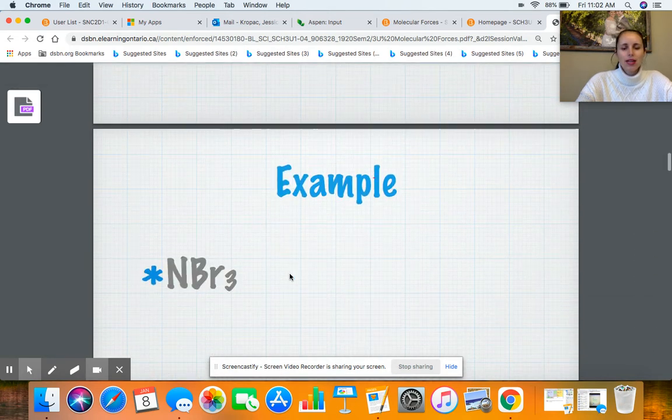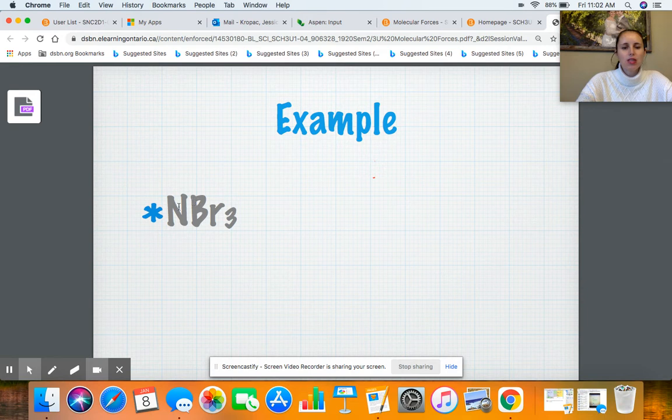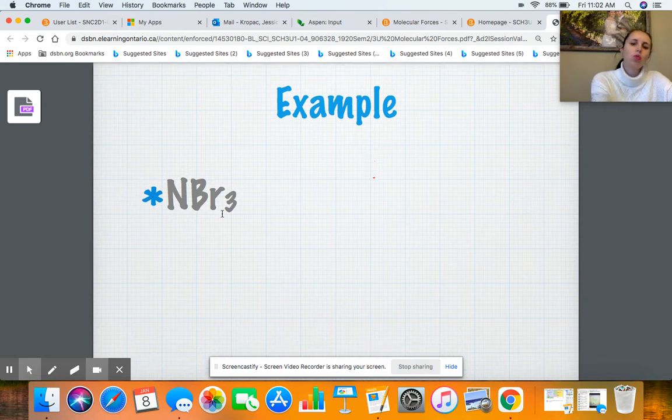Okay, so let's take a look at an example. And our example is going to be nitrogen bound to 3 bromines, so nitrogen tribromide. So we're going to try to classify whether or not nitrogen tribromide is an ionic compound, polar covalent compound, or nonpolar covalent compound. In order to tell this, I need to list the electronegativities.